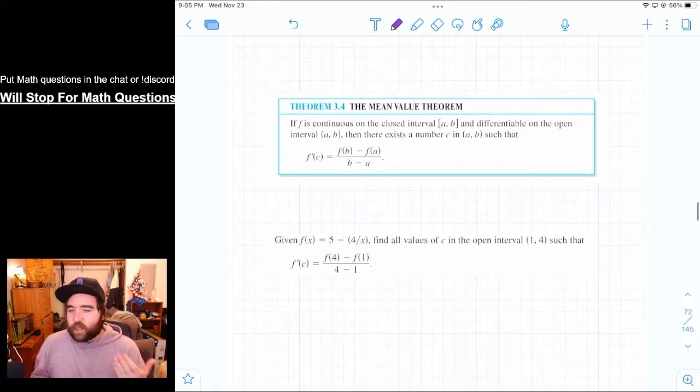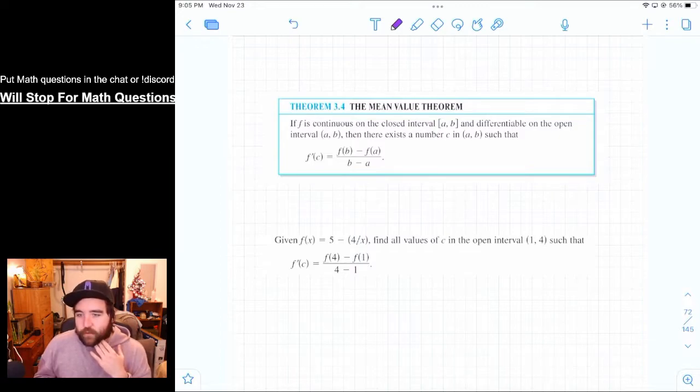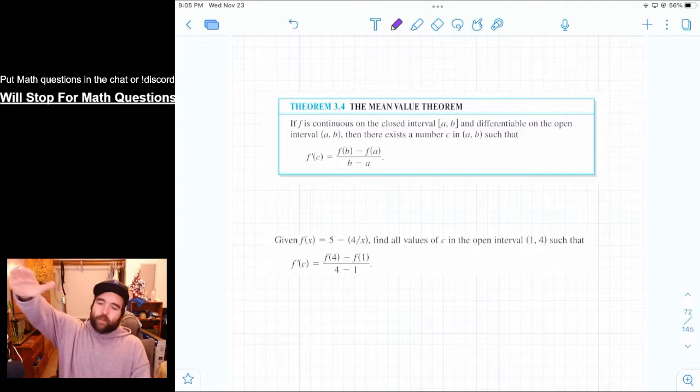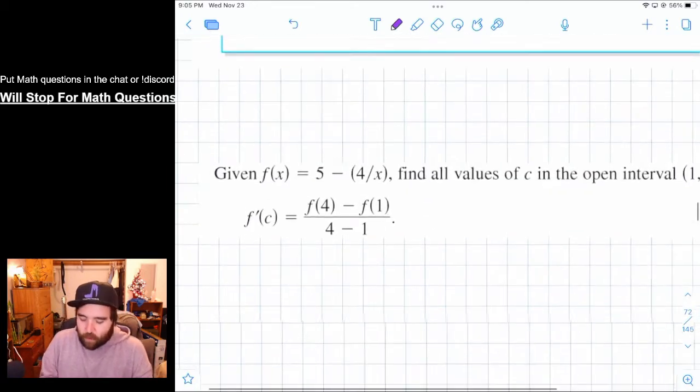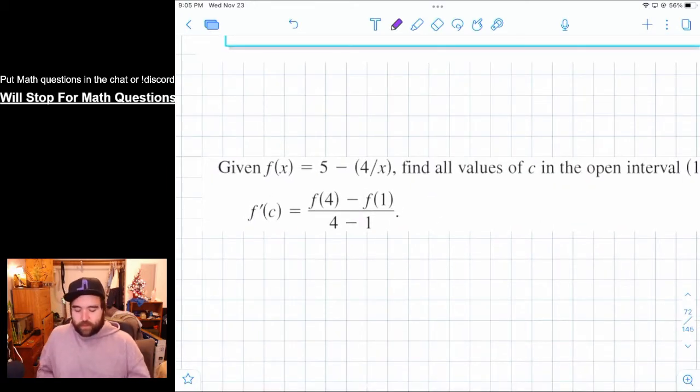So here is the general form. Instead of just looking for the slope to be 0, we're looking for the tangent line to be parallel to the secant line, for them to have the same slope. Look at what we're going to do here. We're going to find the slope of the secant line between 1 and 4. That's why we're doing f of 4 minus f of 1 over 4 minus 1.